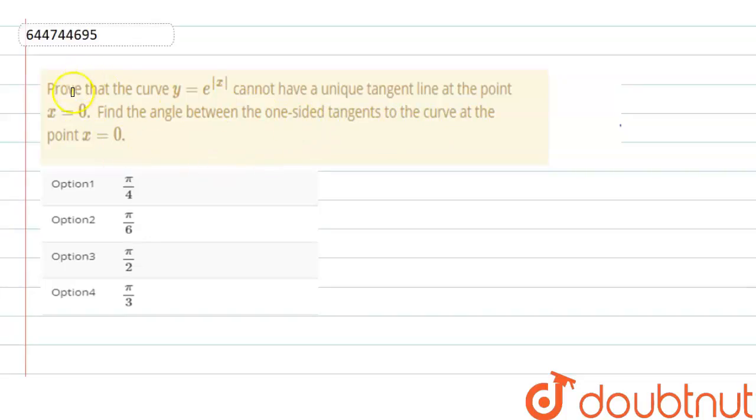So what we have to do is prove that the curve y equals e raised to the power mod x cannot have a unique tangent line at the point x equals 0, and also find the angle between the one-sided tangents to the curve at the point x equals 0.